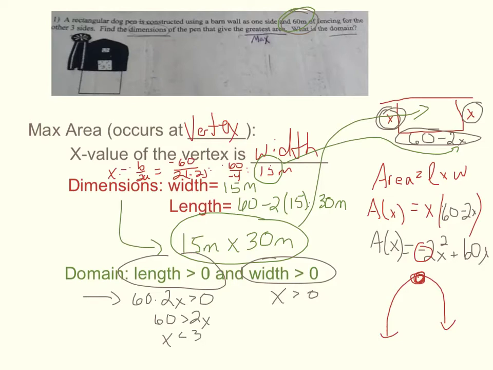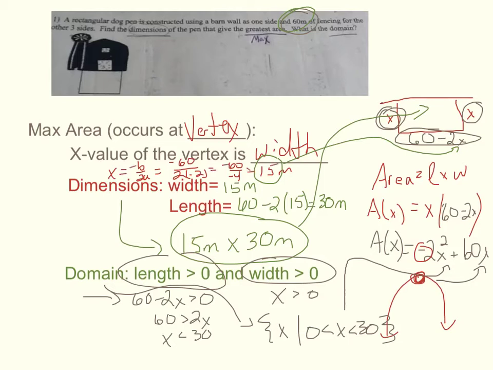X must be less than 30. Alright, so there's our domain. Let's put it together: all x's such that x is bigger than 0 but smaller than 30. Anything beyond that interval, if you plug it into your formula, you're going to get negative areas or impossible areas. You're not allowed to have negative areas. So there you go, guys.